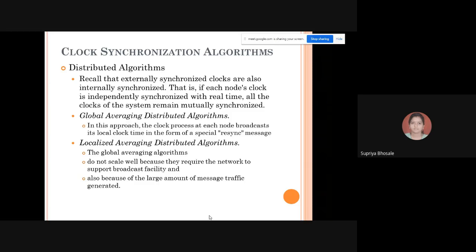And then localized averaging distributed algorithm. In this, the global averaging algorithm does not scale well because it requires the network to support broadcast facility and also because of the large amount of message traffic generated. So global averaging च्या केसमध्ये आपण काय बघितलं की रिसिंगचा मेसेज आपण परत परत जर सेंड करत असू तर त्या केसमध्ये डेफिनेटली नेटवर्क ट्रॅफिक वगैरे इन्क्रीज होऊ शकतं. त्यानंतर प्रॉपर नेटवर्क विथ प्रॉपर बँडविड्थ वगैरे वगैरे तुमचं असणं आवश्यक आहे.